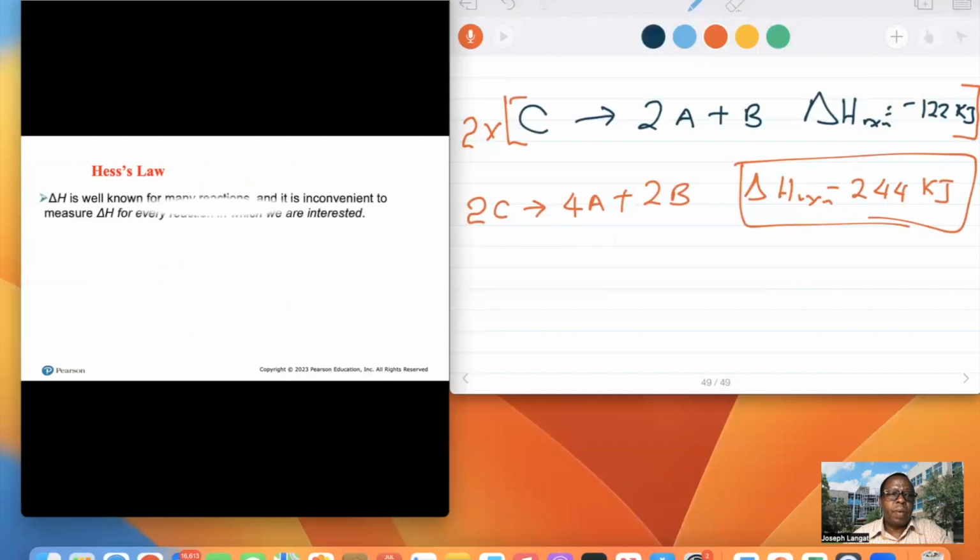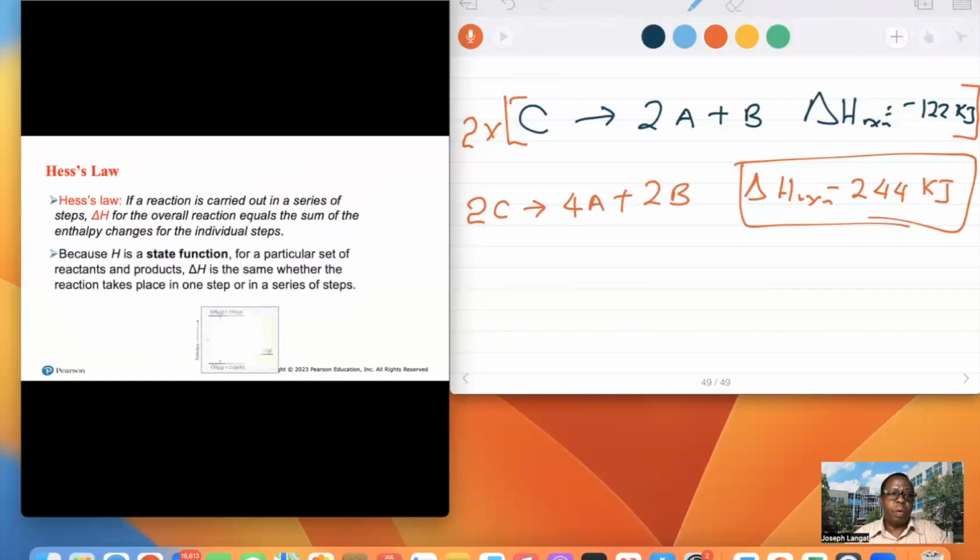So I just defined this previously. You should be able to define Hess's law. Sometimes it's hard to determine the enthalpy for a reaction, but we can use calculated or published values at the back of the text. There are published values for change in enthalpy for reactions, you can use that to perform the calculation.